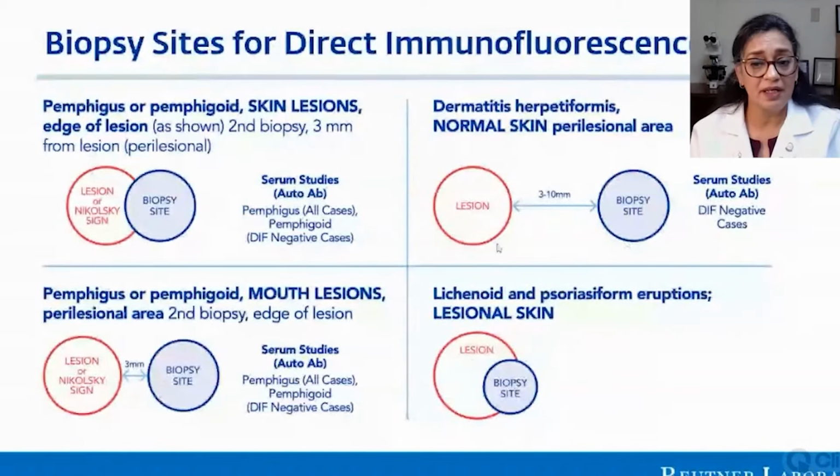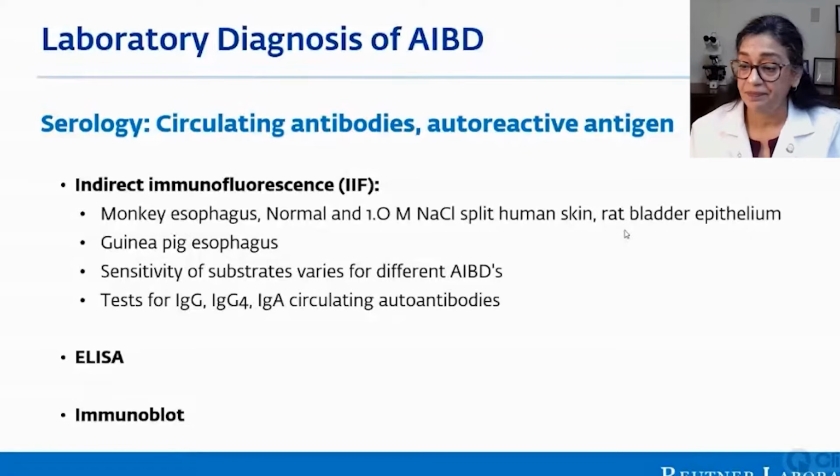And similarly in dermatitis herpetiformis, a normal area is the best because 10 to 15% of biopsies from lesional area will give negative direct immunofluorescence findings. So besides DIF, serological assays help to demonstrate circulating autoantibodies, as well as give us information on the autoreactive antigen involved. And the two most commonly used methods, as mentioned by Dr. Sinha as well, are indirect immunofluorescence and ELISA.